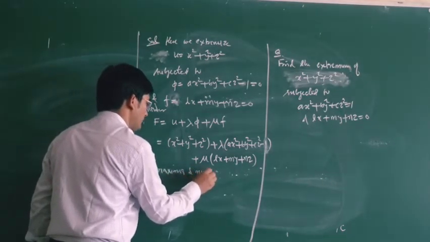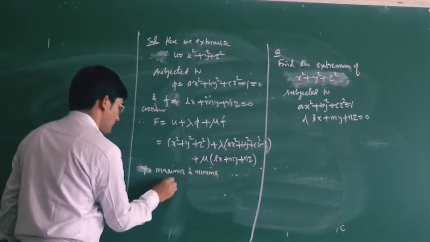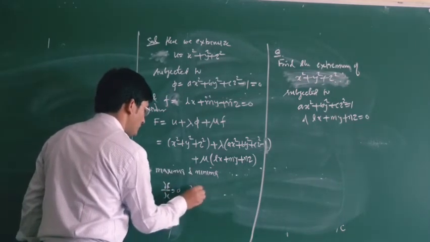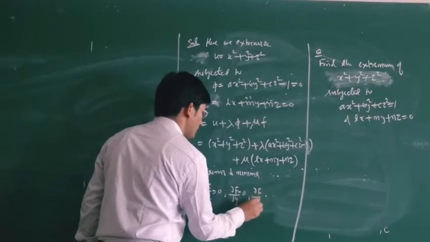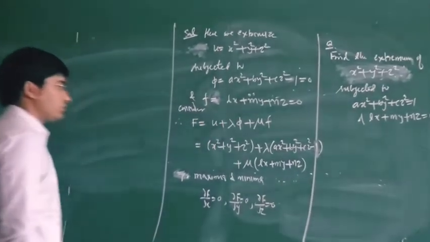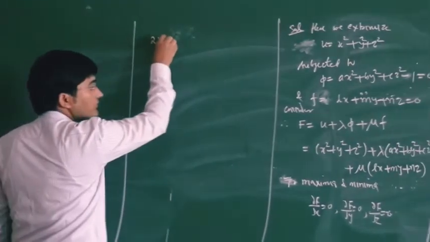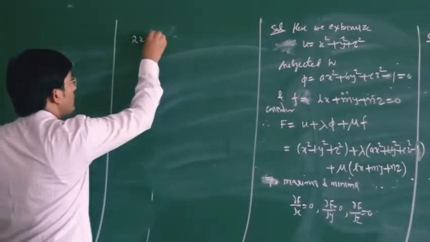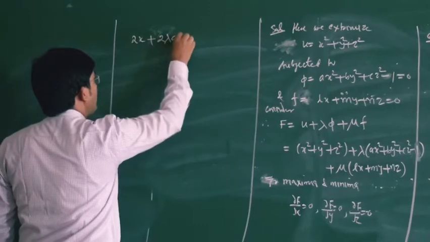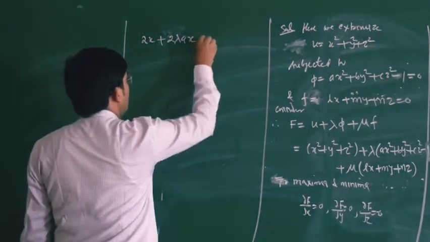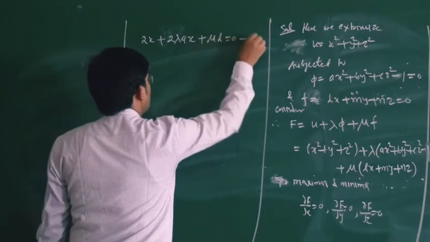Now for maximum and minimum, our first order derivative will be 0. So that means del f upon del x equal to 0, del f upon del y equal to 0, and del f upon del z equal to 0. So on differentiating with respect to x, we will have 2x plus 2 lambda a into x plus mu into l equal to 0. So this is equation number 1.